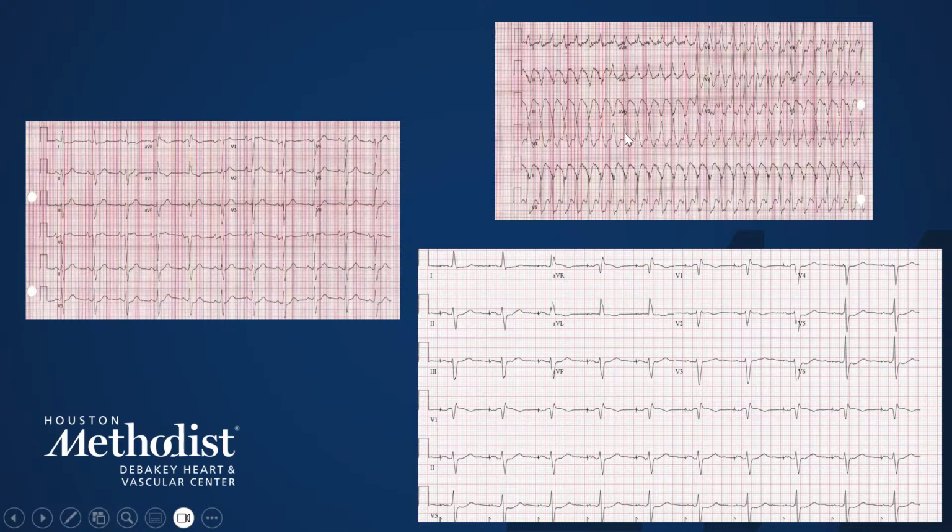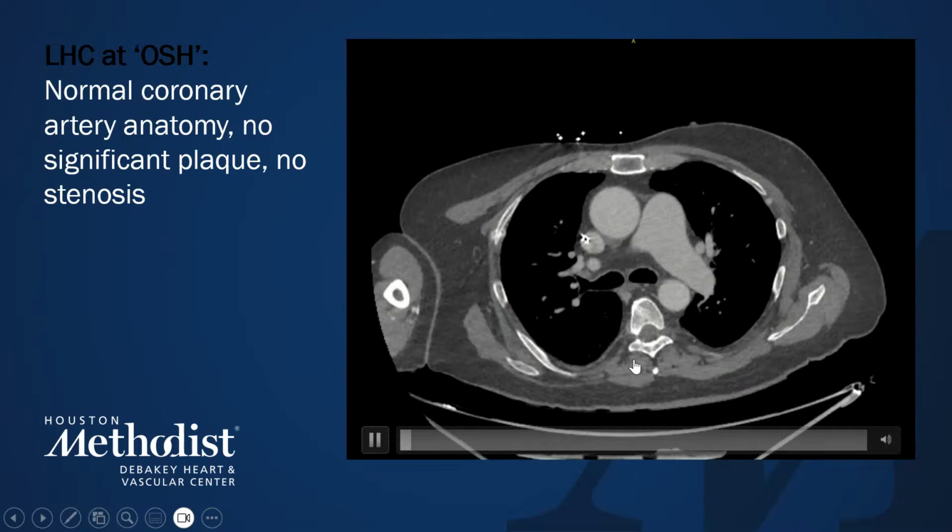His tachyarrhythmia ECG shows unequivocal monomorphic ventricular tachycardia at a very fast rate, probably around 200 beats per minute. And at the time he got to us, he already had a defibrillator implanted, which is the third ECG.